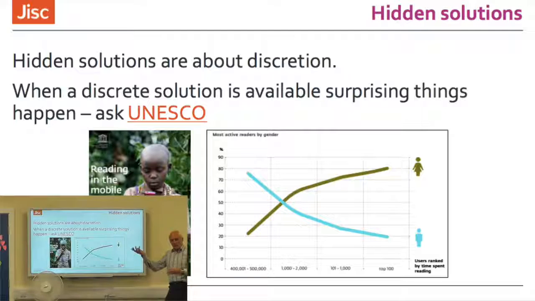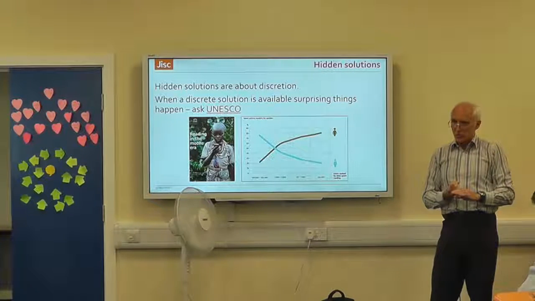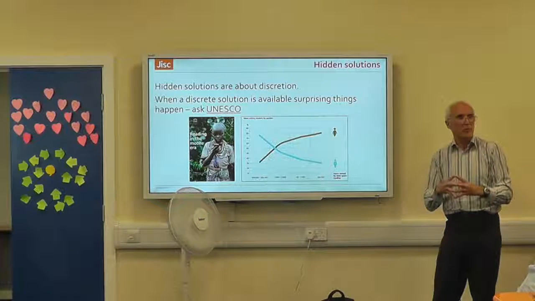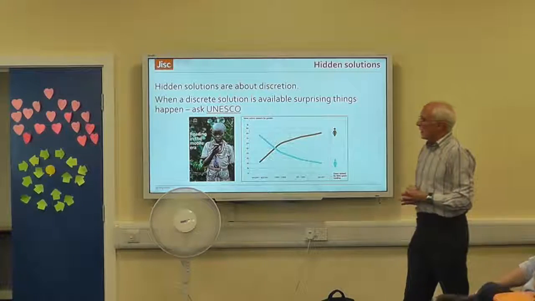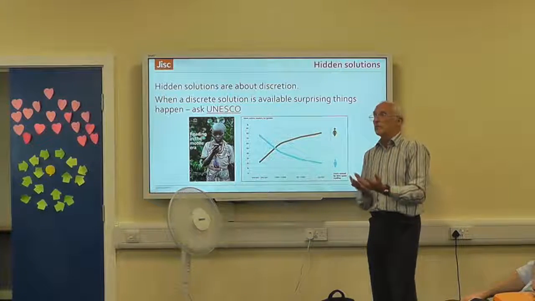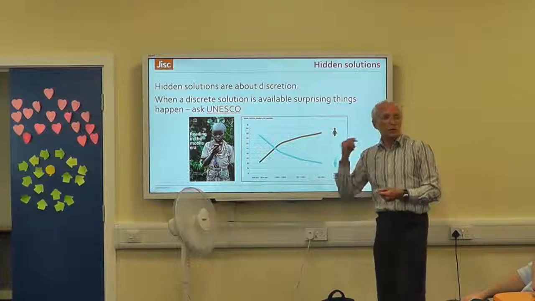And then they went through the results and looked at the logs of what people were reading, and they found out that the women were reading education books and romances. Both of those were culturally frowned upon in the societies in which many of those women were living. But because they were reading them on their mobile phones, nobody knew what they were reading. And so their incentive for engagement was huge.